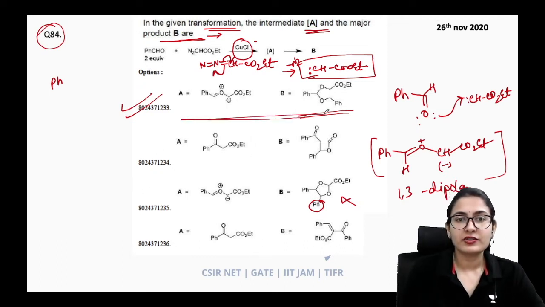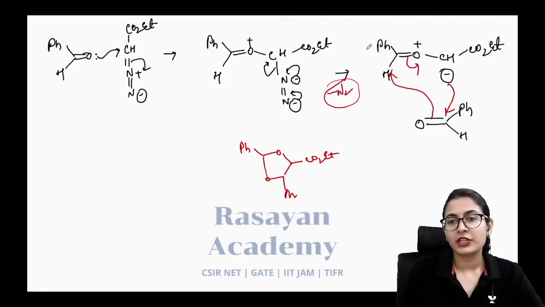This is the correct regioselectivity, guys. Two equivalents of the aldehyde you are taking with this molecule. Why is this regio correct, guys? Because you can see obviously the negative charge is going to attack on the more electropositive carbon.